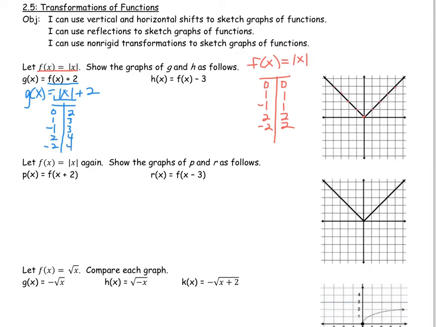On the graph, 0, 2, 1, 3, get that a little darker there, -1, 3, 2, 4, -2, 4. And we could continue on. This graph moved up from the parent function. So to describe it in words, how far up did it translate? It moved up 2 units from the original set of values. So we'll say moves up 2 units.